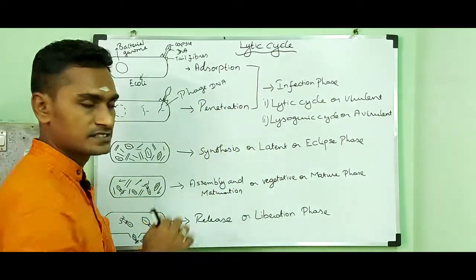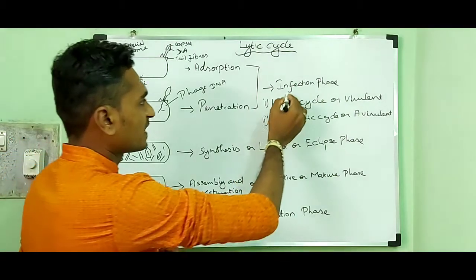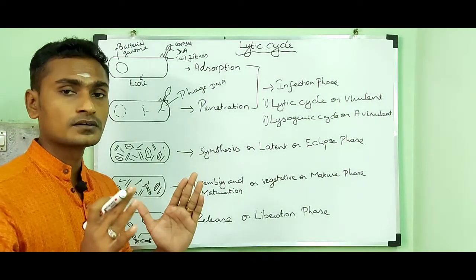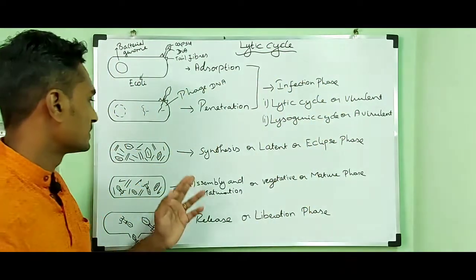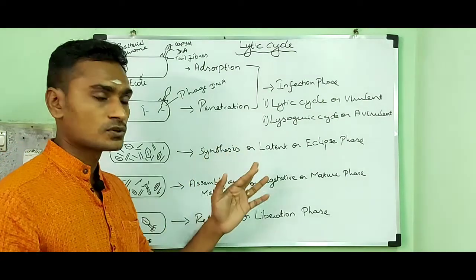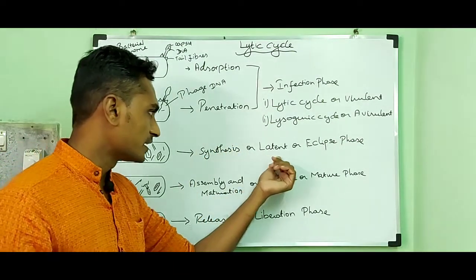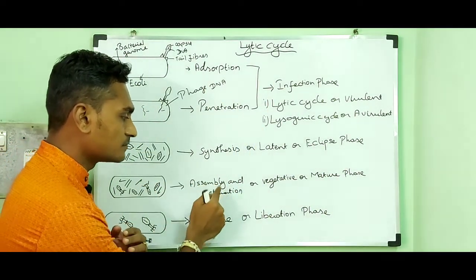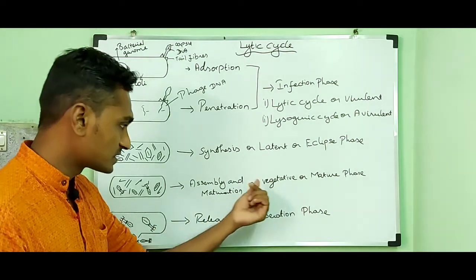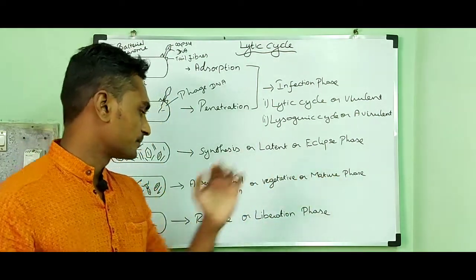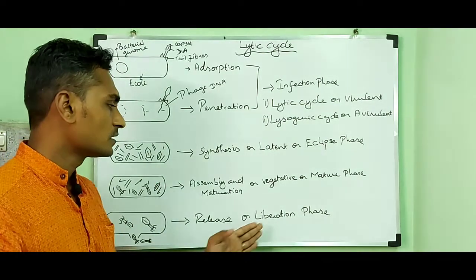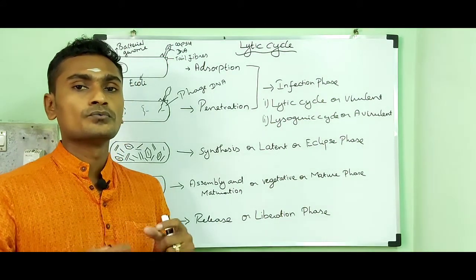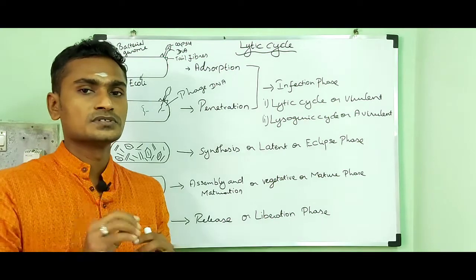Adsorption and penetration are combinedly called the infection phase. Synthesis is otherwise called the latent or eclipse phase. Then the fourth step, assembly and maturation, is otherwise called the vegetative or mature phase. Then the fifth phase is the release or liberation phase. Before we get into the topic, I would like to give you some information.